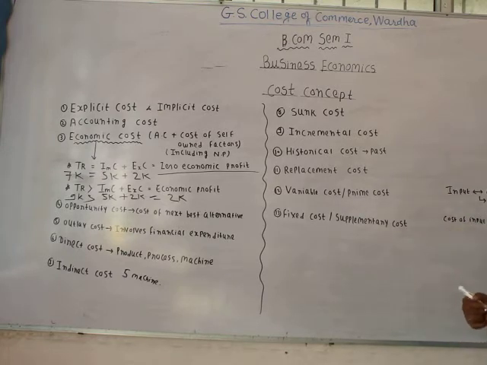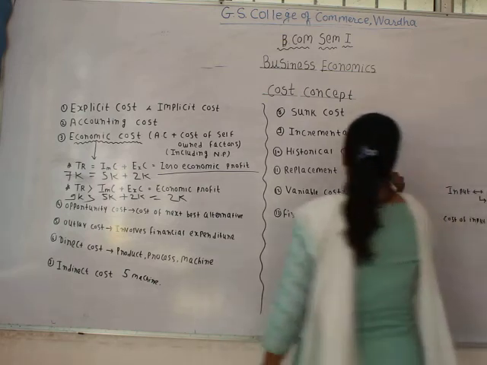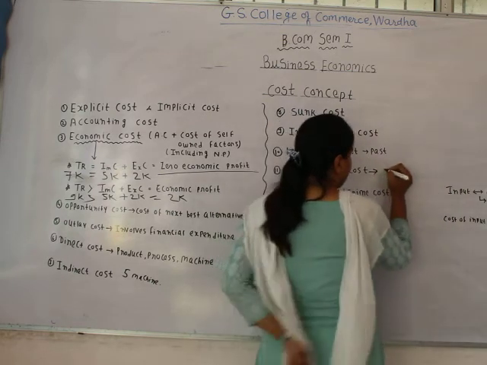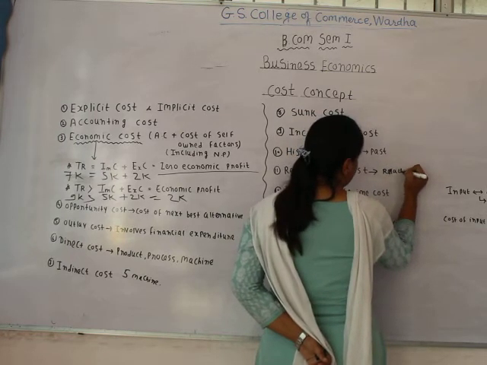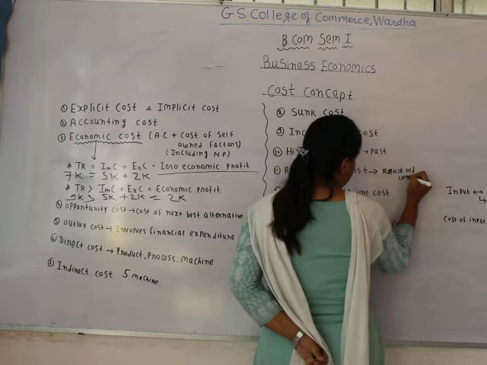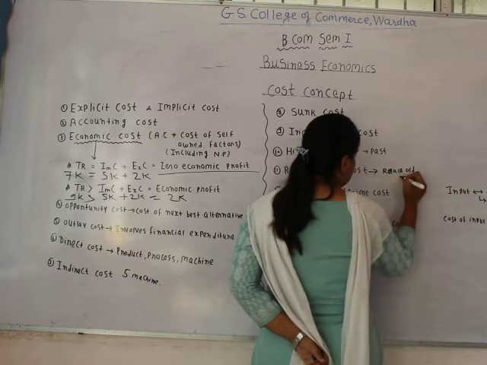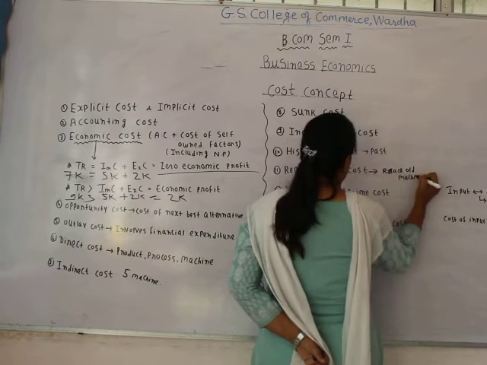Historical cost is generally the cost which is spent for productive purposes, like buying a machine or something else. So that is known as historical cost. Next one is replacement cost. Replacement cost means if you want to replace your old machine, you have to incur some cost. That is known as replacement cost.